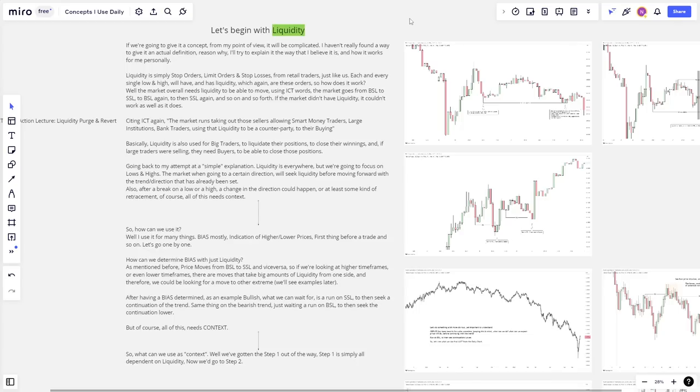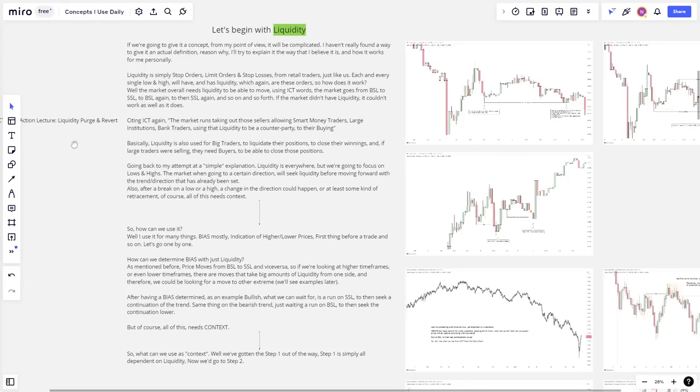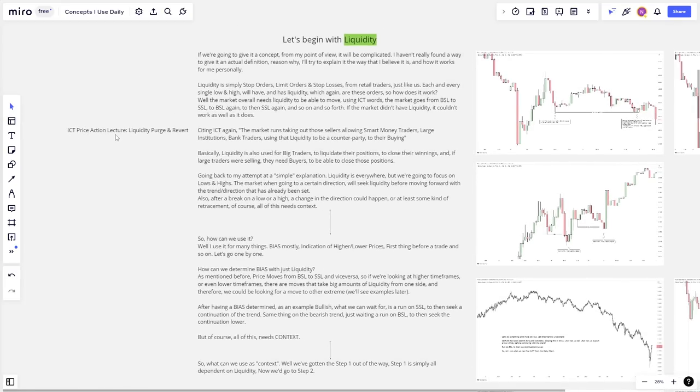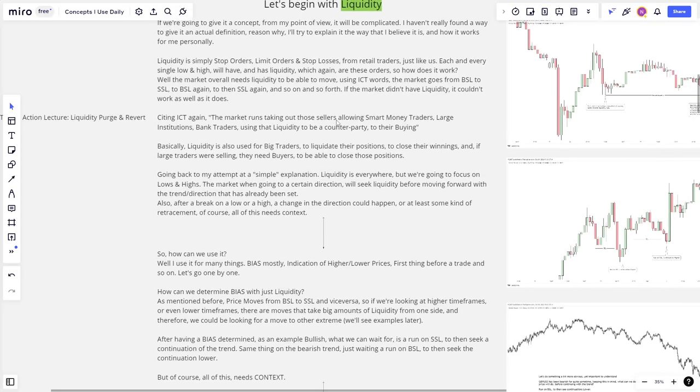If the market didn't have liquidity, it couldn't work as well as it does. Citing ICT again from a video that I do recommend you watch, which is ICT's price action lecture, liquidity purge and revert: the market runs taking out those sellers, allowing smart money traders, large institutions, bank traders, to use that liquidity to be a counterparty to their buying. So liquidity is also used for big traders to liquidate their positions to close their winnings. And if large traders were selling, they'd need buyers to be able to close those positions.